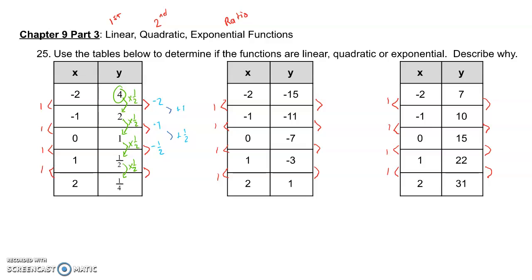For the first example, first differences were not constant, second differences were not constant, so I checked my ratios. And the common ratio here is multiplying by 1/2 or dividing by 2. Either way, it's a common ratio. That makes this an exponential function.